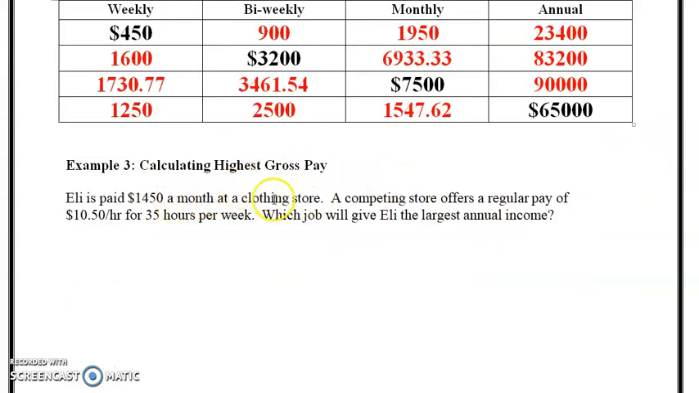Example number 3: calculate the highest gross pay. Eli is paid $14.50 an hour at a clothing store. A competing store offers a regular pay of $12.50 an hour for 35 hours per week. Who will have the largest annual income?